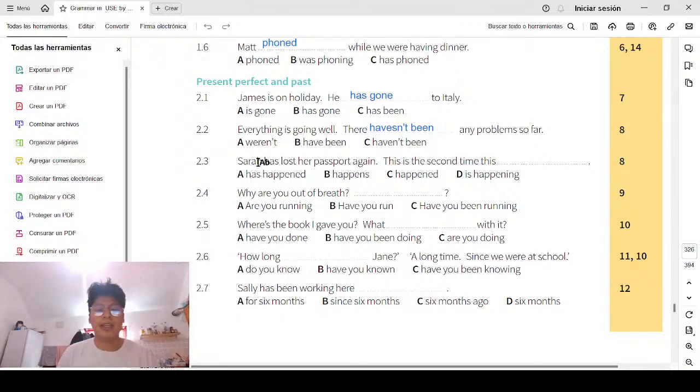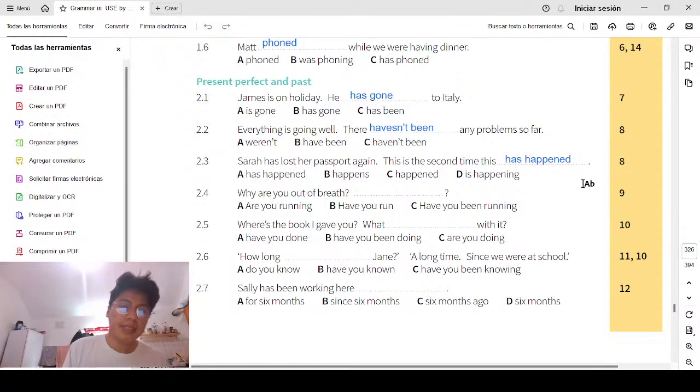Okay, next, 2.3. Sarah has lost her passport again. This is the second time this has happened, or this is the second time this happens, or maybe this is the second time this is happening, right? In that case, it's "has happened." Why? Okay, let's do it again. That's why I like this section. I like the present perfect. I even like the past perfect as well.